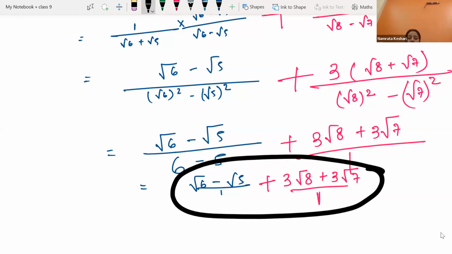Today we will be discussing how to add two irrational numbers, how to do the multiplication of two irrational numbers. Okay. Subtraction also. Just a second. Let me take it.